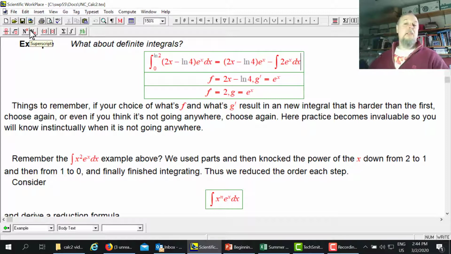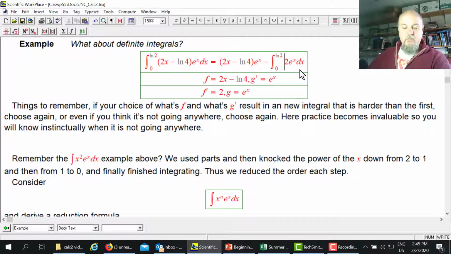Okay, so that looks like I just totally ignored the 0 and the ln 2. I totally ignored the a and the b, the endpoints for a definite integral. Yeah, I did. Now I'm going to consider them. We keep them on the integral here, so they stay the same.